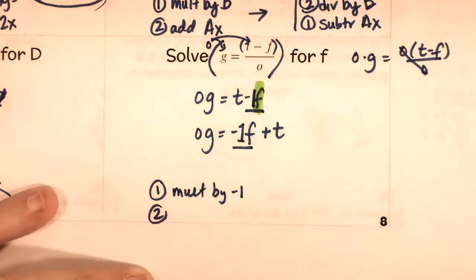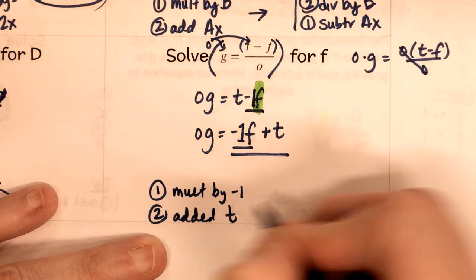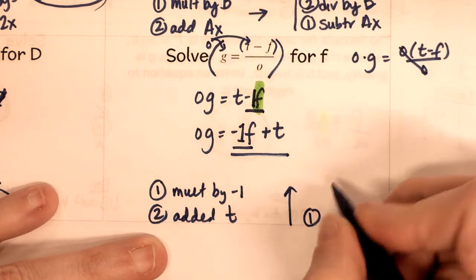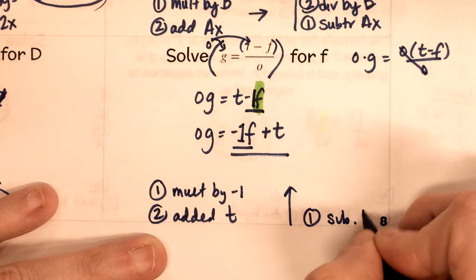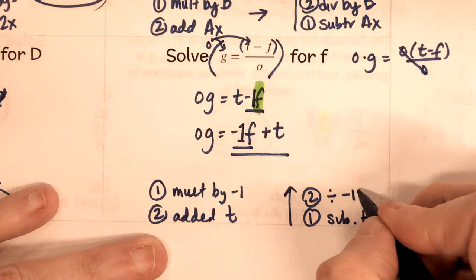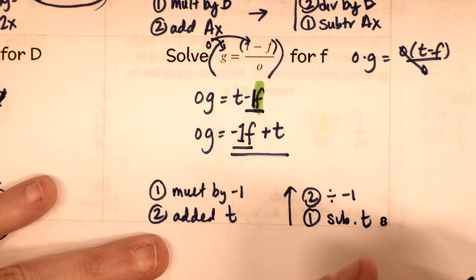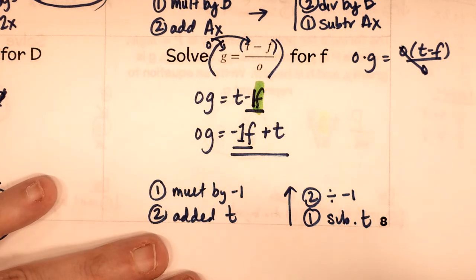What else? What's the next thing I did? I added T. So how am I going to undo that? I'm going to subtract T. And then what am I going to do? Divide by -1. Do y'all agree with him? Does he speak for you all? I mean, he's right, but do y'all understand what he's saying? No? Yes? Are you awake? I'm just undoing it, yeah.